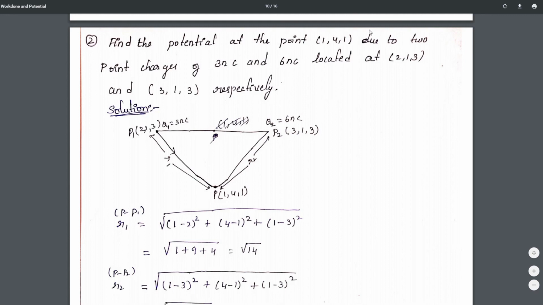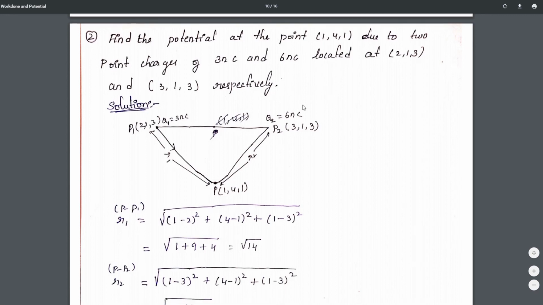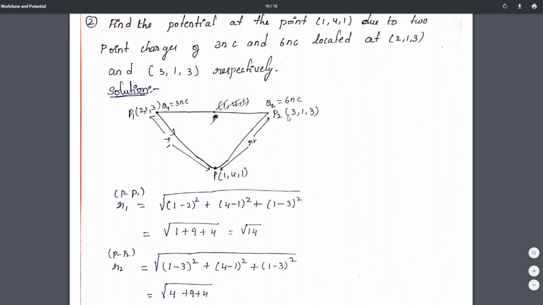So to draw the figure, first charge is taken as Q1, that is 3 nanocoulomb. The corresponding point is P1. And the second charge is 6 nanocoulomb. The corresponding point is P2. Due to Q1 and Q2, let us find the potential at P point, that is 141. So you join those lines here, P1 to P and P2 to P. P1 to P is R1, P2 to P is taken as R2.